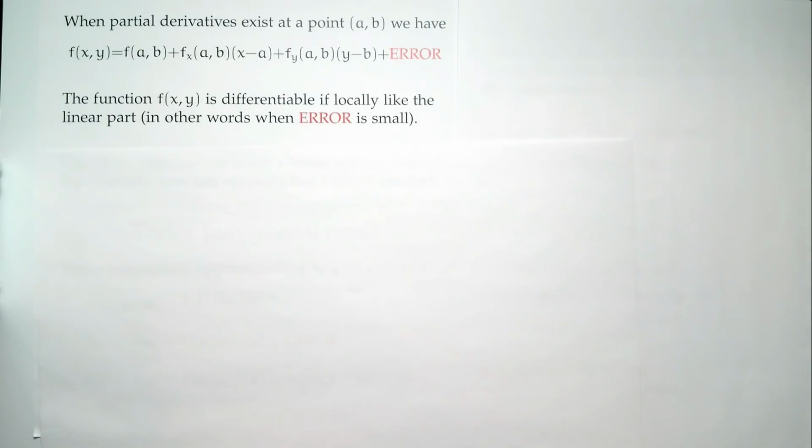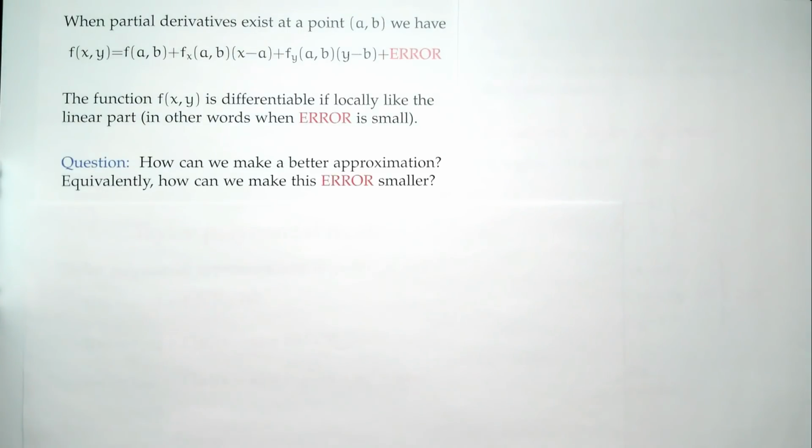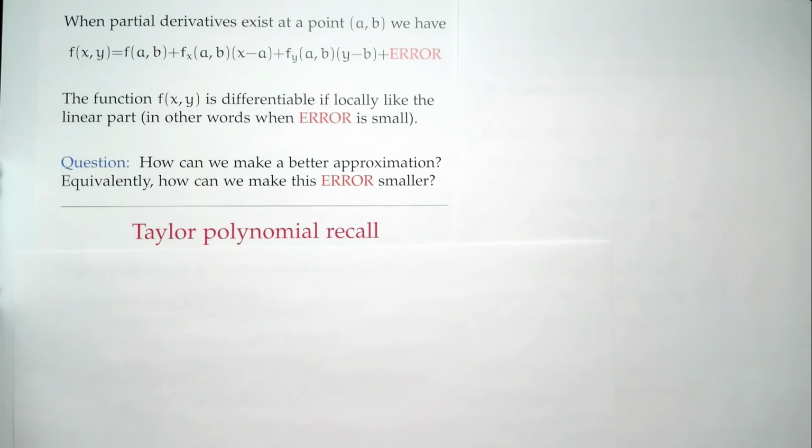Well, what can we do? We'd like for this error to get smaller. All right, so that's our goal. And how are we going to do that? Well, we're going to take a step back. Memory lane, Calc 2. And this is about the only part of Calc 2 that you'll need to know: Taylor polynomials.